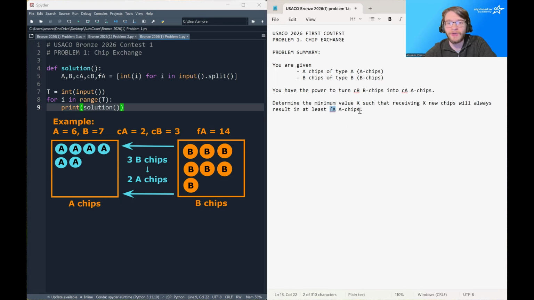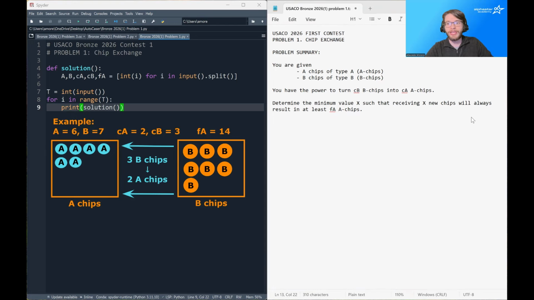So we want to think of this problem in adversarial terms, sort of like what is the worst case scenario? What are the worst chips I could get that's going to take as long as possible to reach this F of A goal? So on the left-hand side of the screen here, I have an example with the different parameters we might have.